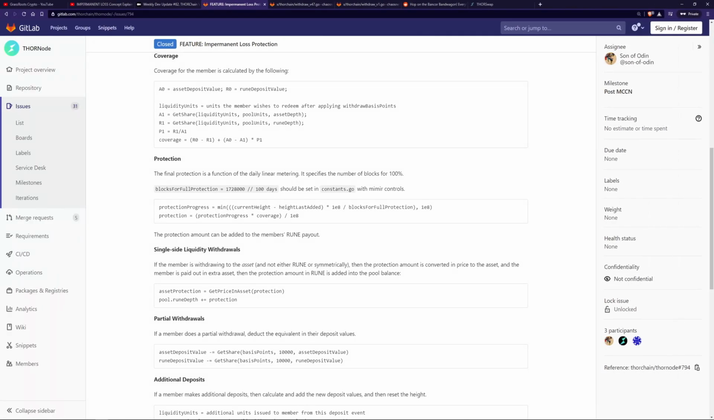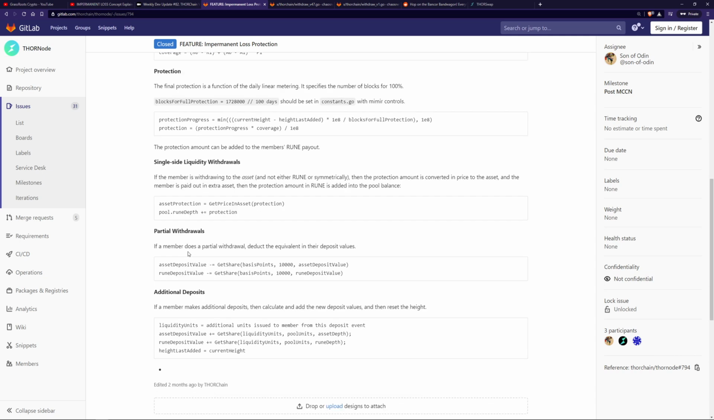Lastly, I just want to talk about single-sided liquidity withdrawals or asymmetrical withdrawals. If we had put money into the BDC pool and we had, you know, $100 impermanent loss, it would calculate the $100 and then do a swap and pay $100 worth of BDC out on the asymmetrical withdrawal, so it's not paying out rune. Then after, THORChain would pay the pool $100 worth of rune in order to make up the difference there.